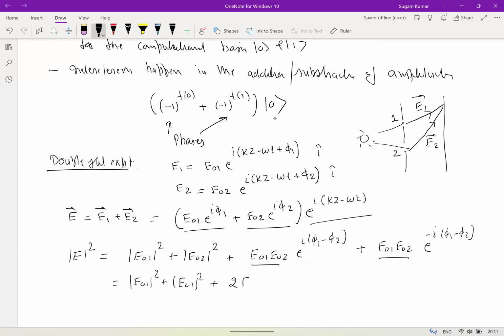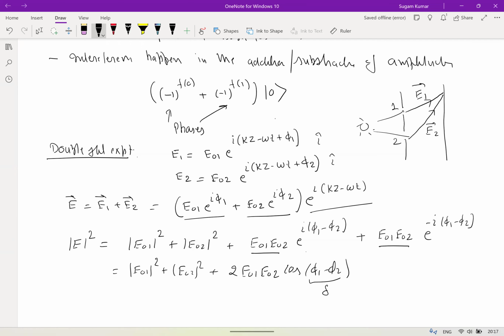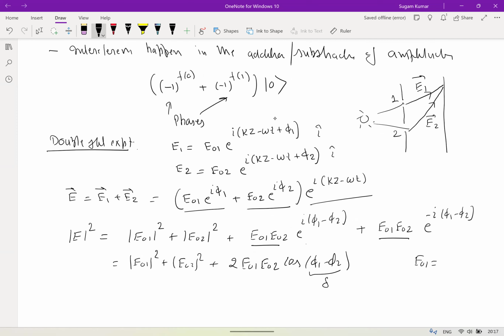So this becomes twice of E01 E02 into cos (phi 1 minus phi 2), which you can call delta. And you can see that if E01 and E02 were equal, let us call them E0, this is going to become twice of E0 square. You can take it common, and this will become 1 plus cos delta.